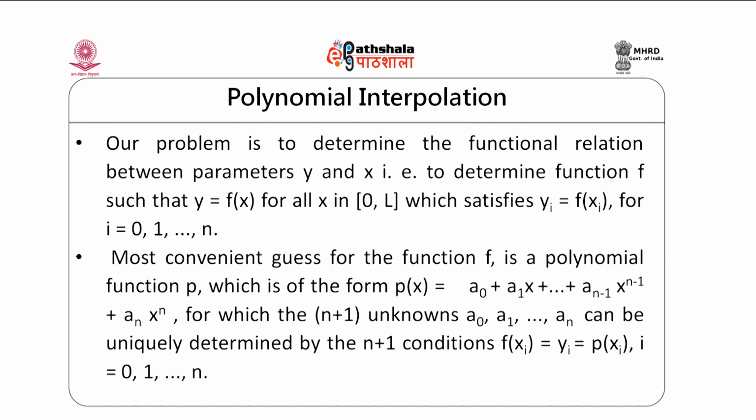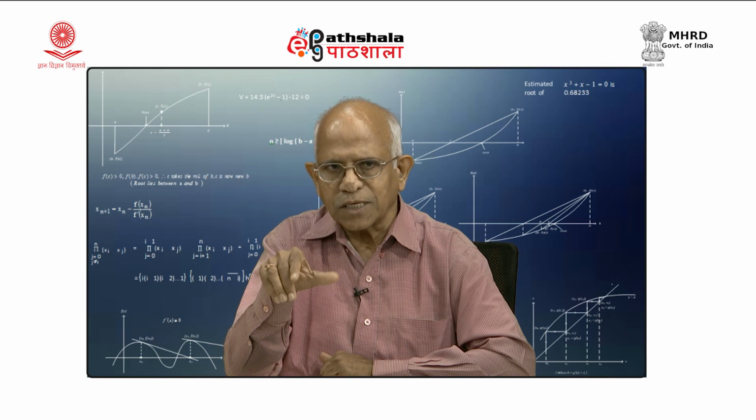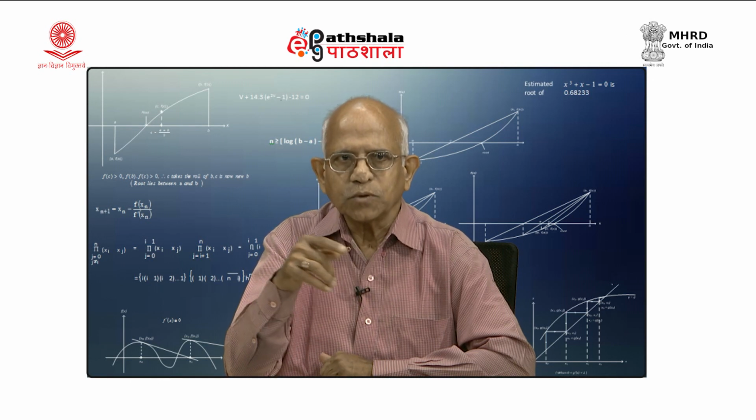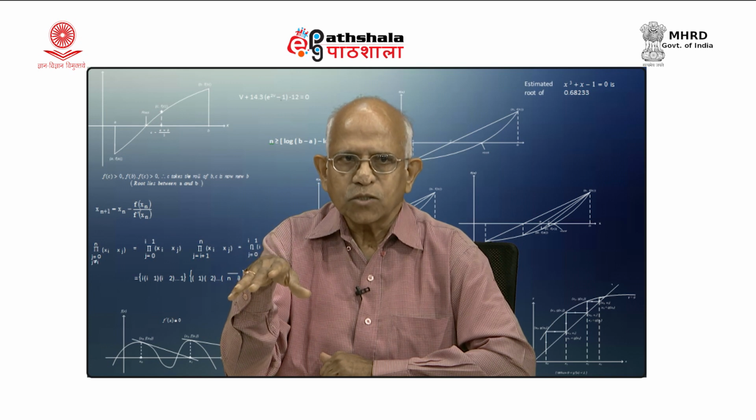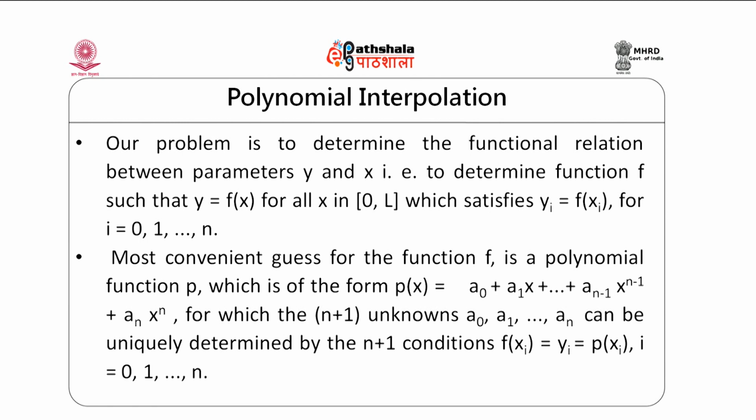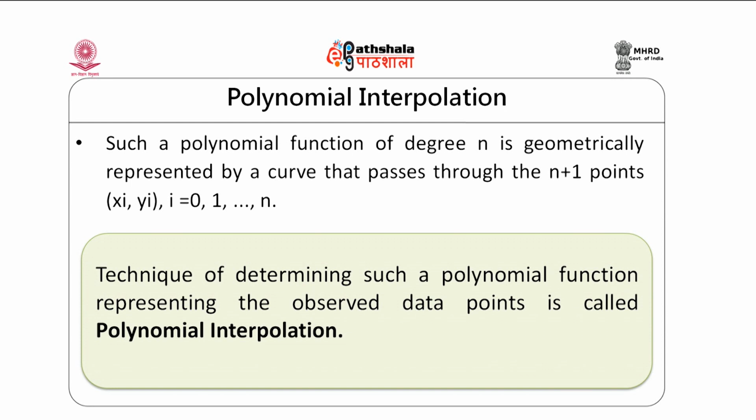So, we are saying that the functional relationship f(x) should pass through the given data points. So, at x_i, my p(x) value and function value should be the same. Now, such a polynomial function of degree n is geometrically represented by a curve that passes through the n plus 1 points (x_i, y_i), i equal to 0, 1, 2, 3 up to n. The technique of determining such a polynomial function representing the observed data points is called polynomial interpolation.